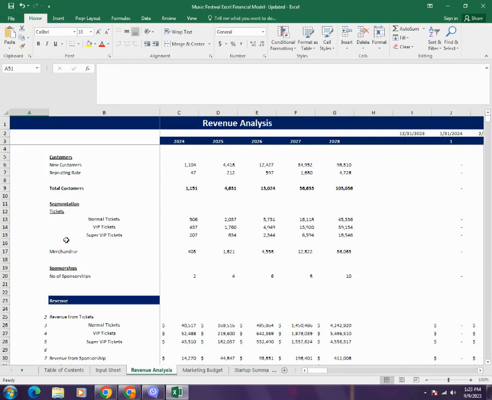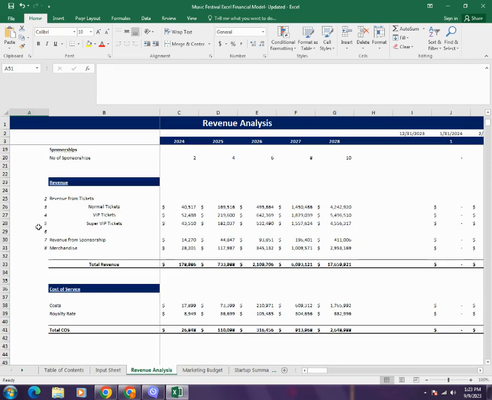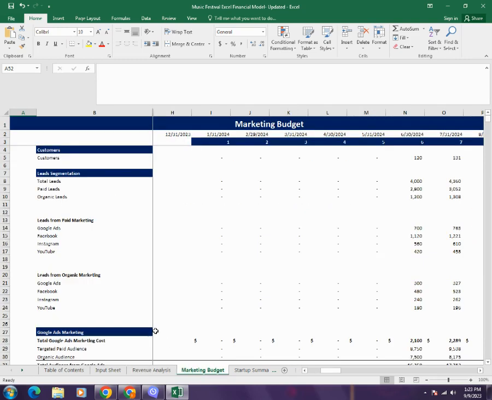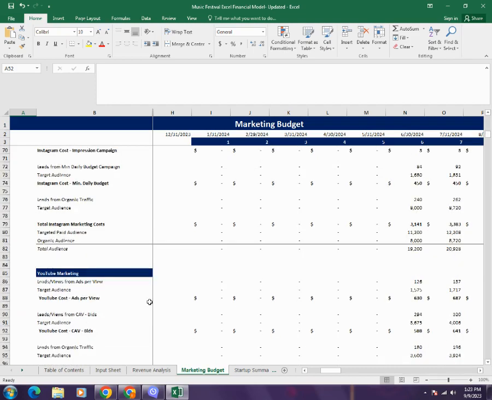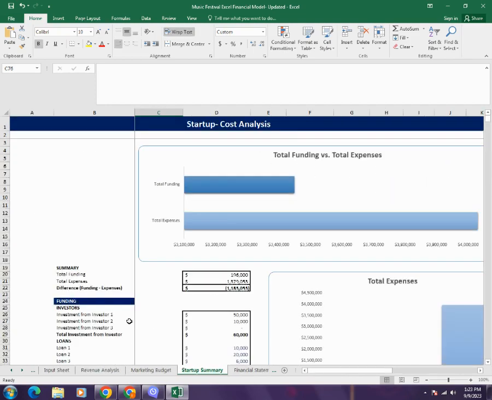Coming towards the revenue analysis sheet, this tells you about the total revenue that the company is earning in the next 5 years in yearly and monthly form, as well as the cost. Coming towards the marketing budget, it tells you about the marketing expenses of the company in the next 60 months.